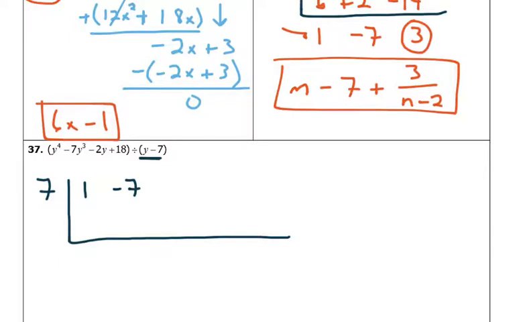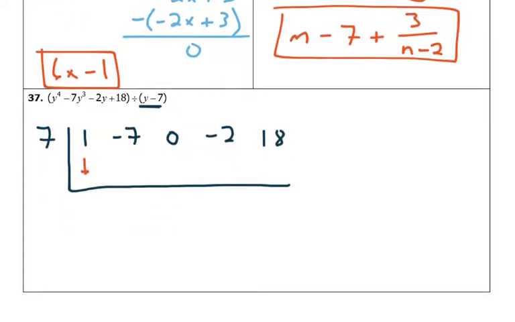Now, again, y to the second isn't there, so we need to put a 0 there. It needs to be a place marker. All right, then we have y to the first, minus 2, and then 18 as the final, positive 18 there. All right, what's the first thing we do? Bring down the 1. 7 times 1 is 7, okay.